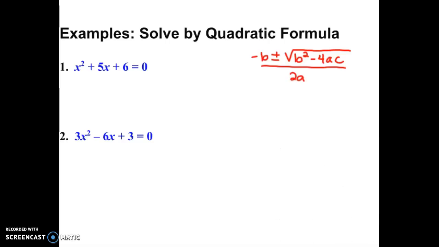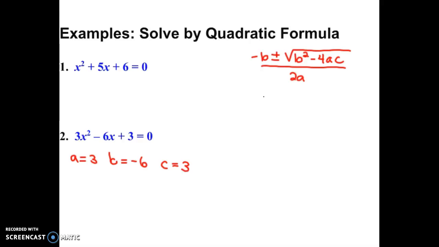And this next problem, I have 0 on the other side, so I can go ahead and find my a, b, and c. A ends up being 3. B, the number in front of x, is negative 6. And c is 3. So I'm going to, again, go ahead and fill them in over in the formula.